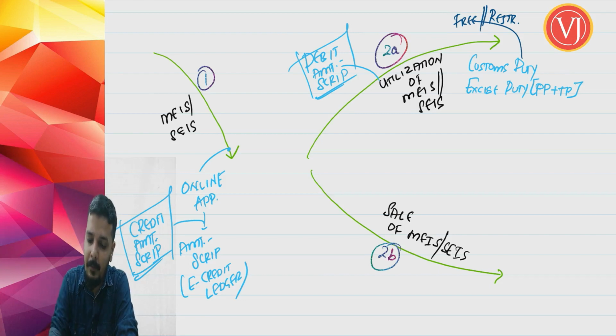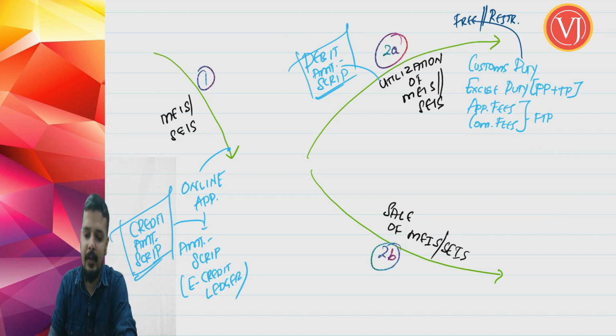Friends, you can use it for payment of your application fees in foreign trade policy, and your compounding fees if you have done any contravention of foreign trade policy. This will be the usage. You can use it for these, but you cannot use it for certain purposes.